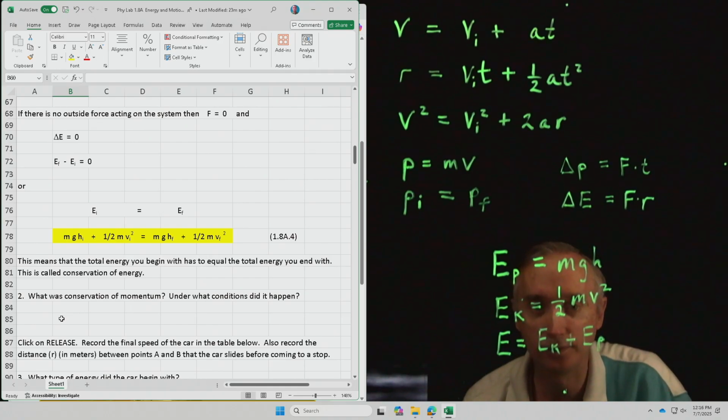And, well, I keep giving stuff away to you. All right, I just get so excited about this. So what was conservation of momentum, and under what conditions does it happen? So back me up if you didn't remember what I just said. So you can put that right there.